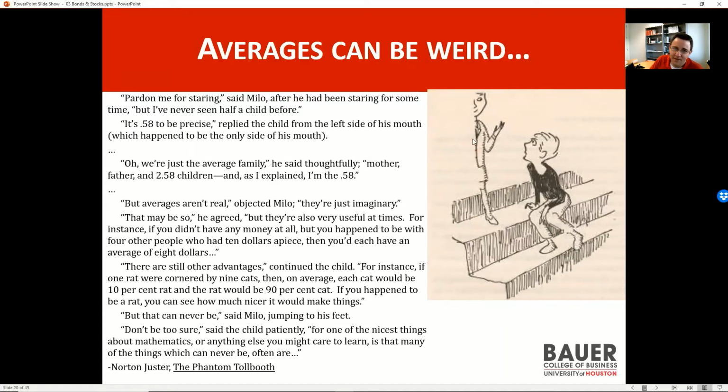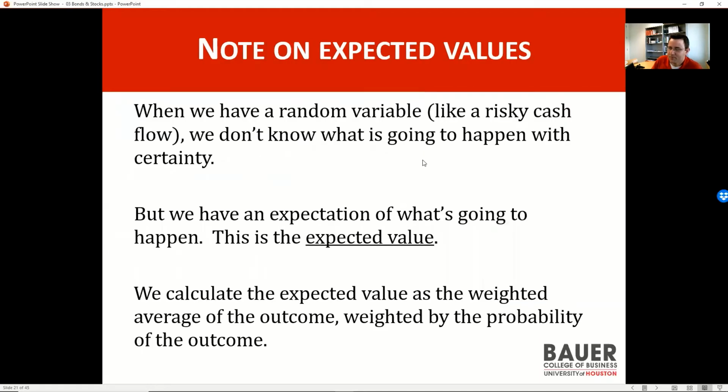Okay, so we're definitely going to take that view here. Averages are weird, but they're very useful. In finance, that's often what we're using: some average that can never be, but it's still a very nice way to summarize what could happen. When we have something that's random, for example a cash flow, the cash flows we deal with are often random. We don't know exactly what's going to happen, but we have some expected value. We have some sense of what it is going to be.